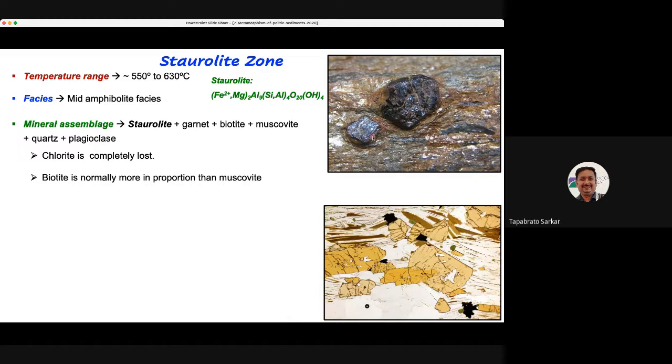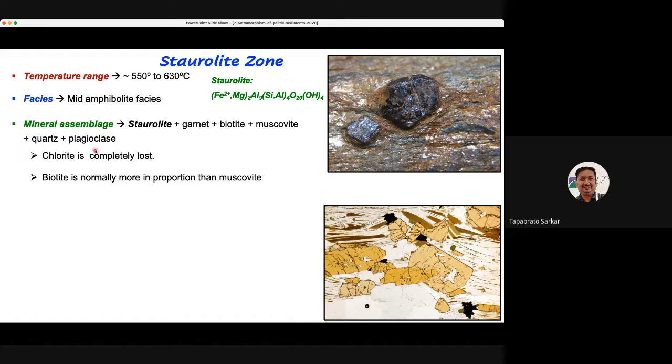So this staurolite normally occurs as porphyroblasts in the rock. If you look at this, this is the mineral staurolite in a rock. And below it is a thin section where this typical yellow color is of staurolite. Okay, these grains are staurolite. It is porphyroblastic, with the characteristic yellow color, and it is also very strongly pleochroic. That is typical of staurolite.